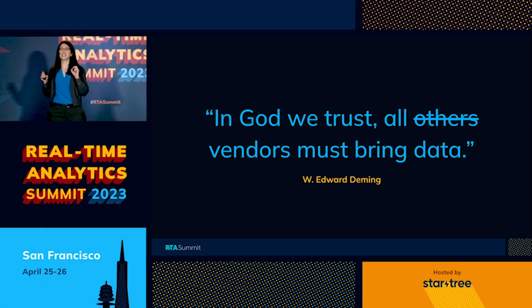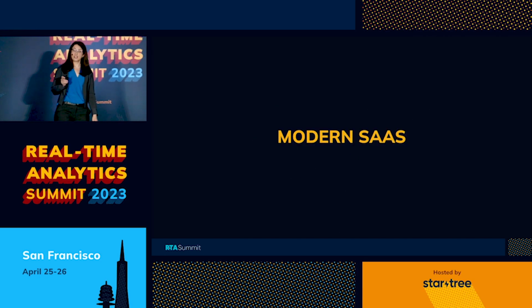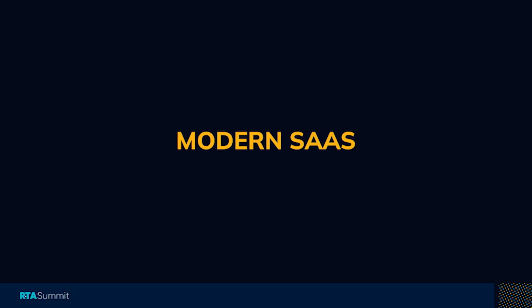Trust in the software as a service world is hard. You're asking people to trust you with their data, with their career, with their security. You have to earn it. And real-time data is an amazing way to earn your customer trust. So, modern software as a service. I keep saying this word. Does it actually mean anything?